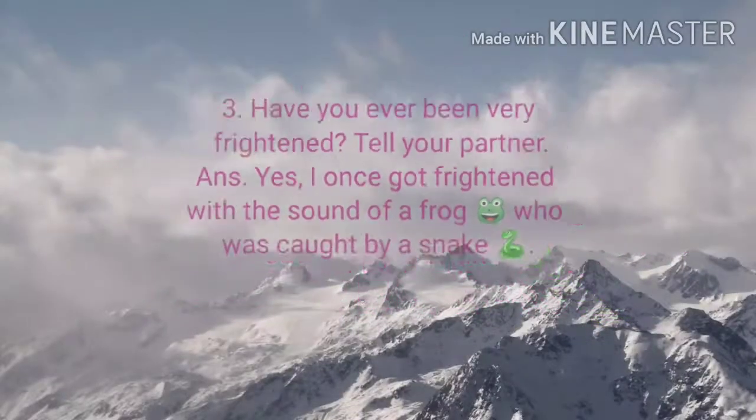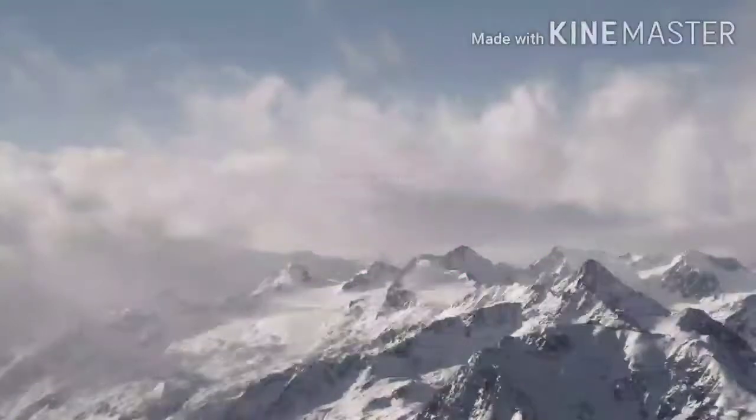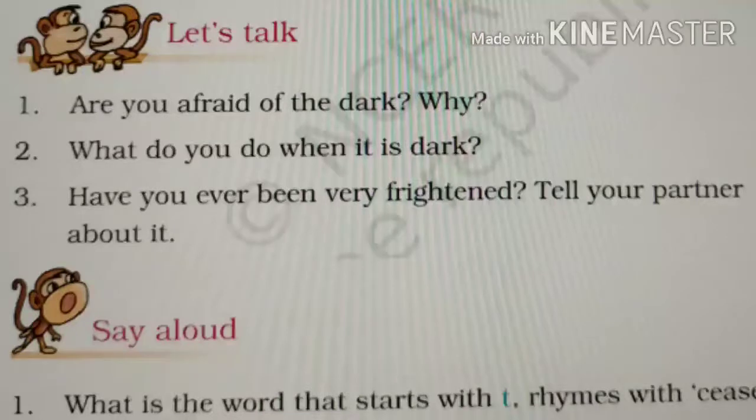Now know one important thing about the heading Let's Talk. Here there are 3 questions given. You can write the answer of these 3 questions by your own thinking. So you can write the answer by your own. Okay, the answers of these questions will change from student to student.